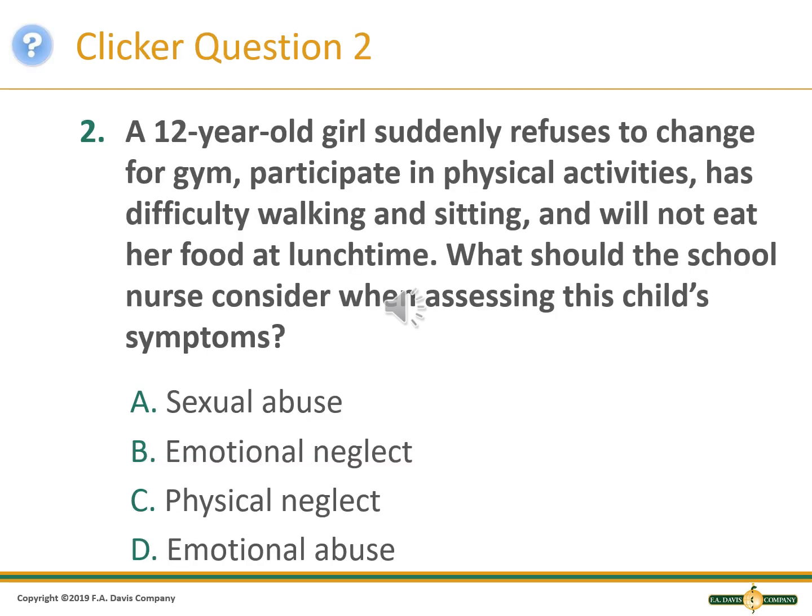A 12-year-old girl suddenly refuses to change for gym, participate in physical activity, has difficulty walking and sitting, and will not eat food at lunchtime. What should the school nurse consider when assessing the child's symptoms? A. Sexual abuse. B. Emotional neglect. C. Physical neglect. D. Emotional abuse. And I'll give you a second.